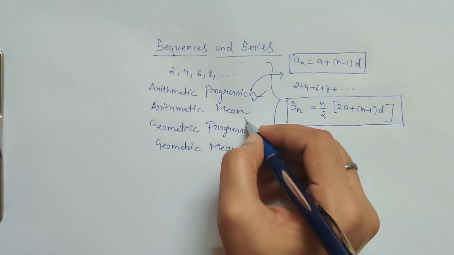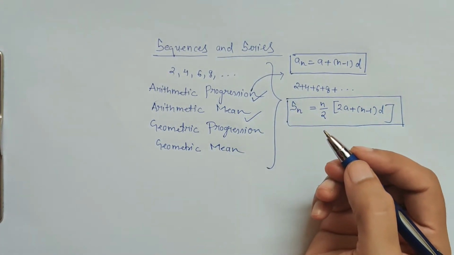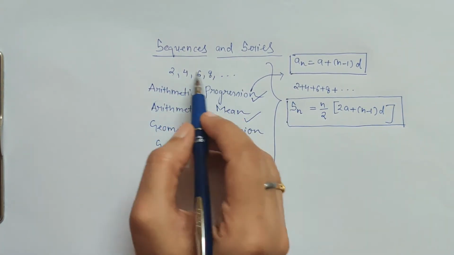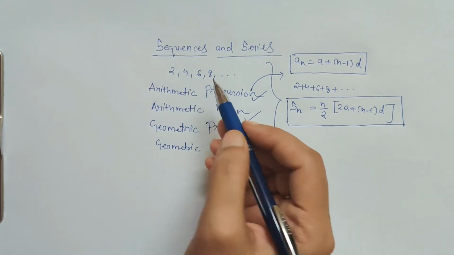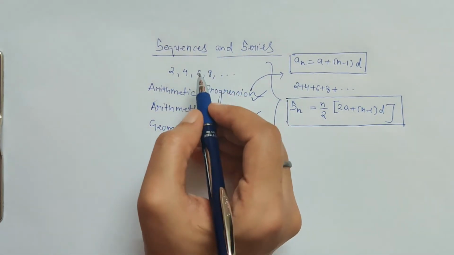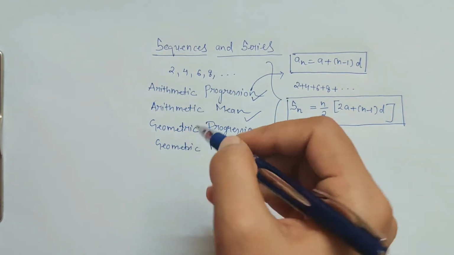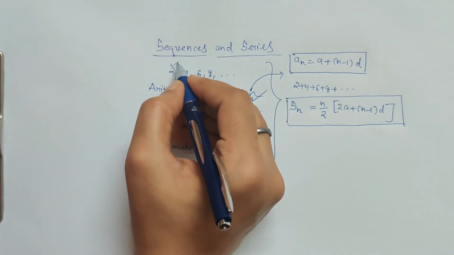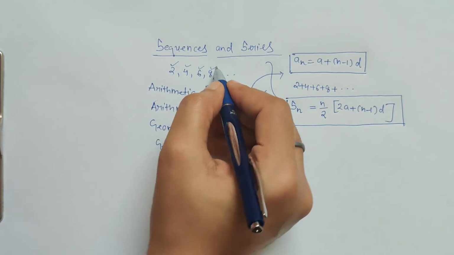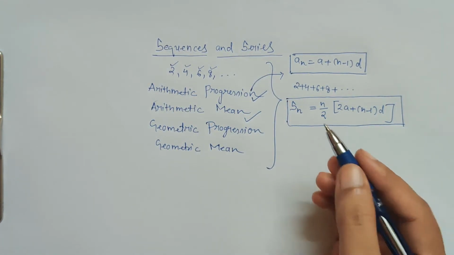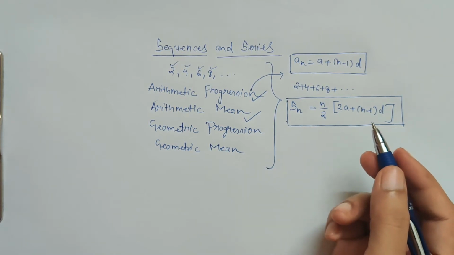Now next is arithmetic mean. Suppose we have this sequence 2, 4, 6, 8, or any other sequence. They may ask what is the arithmetic mean of its fourth term and fifth term. See, this is called the first term, second term, third term, fourth term. Likewise, they may ask to find the arithmetic mean of the seventh term and ninth term.